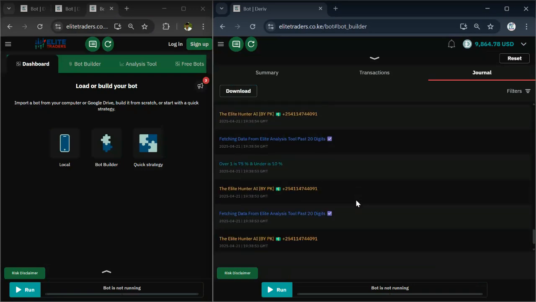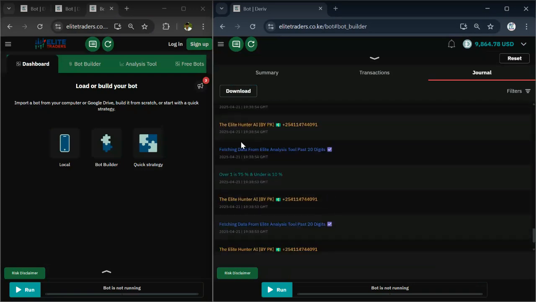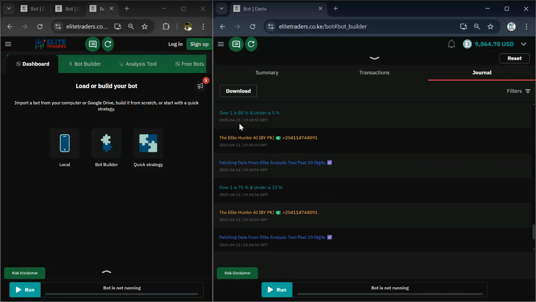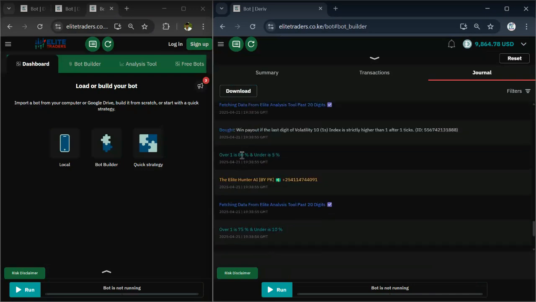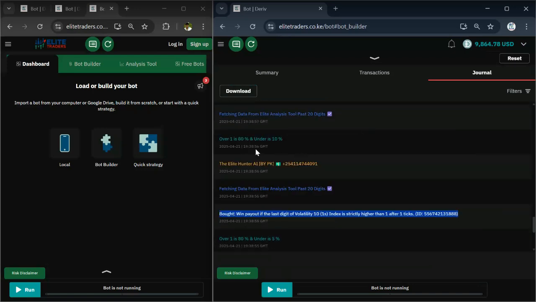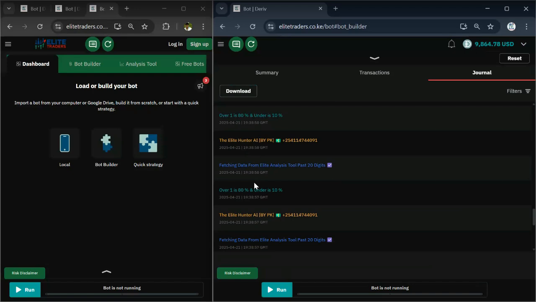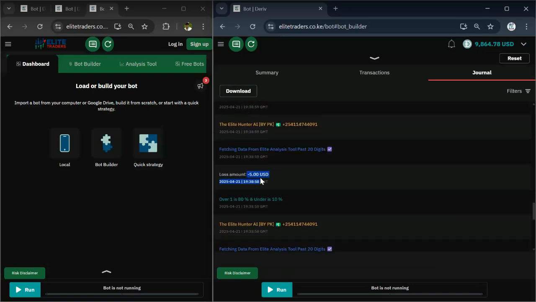Okay, let's see. You can see the market was 75. The moment this market hit 80, that's when this robot purchased the first contract here, which resulted in, I think, a loss. So this robot has an inbuilt market analysis.